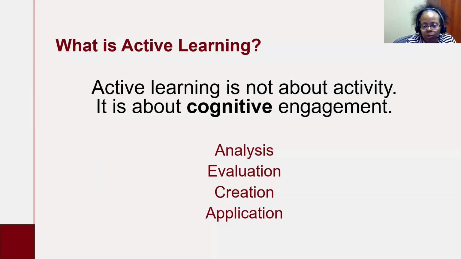So, active learning requires intentional opportunities for students to analyze, evaluate, apply, or create, to work with ideas rather than simply receiving them. And especially in an online environment, that level of engagement doesn't happen automatically, it has to be designed. So before we talk about AI, we need clarity on this distinction. Active learning is about how students think, not how much they do.